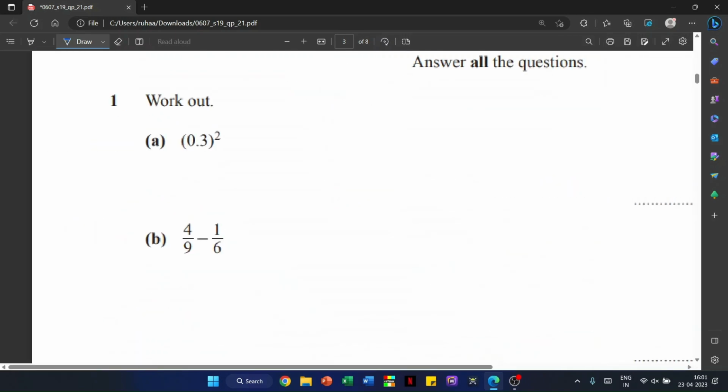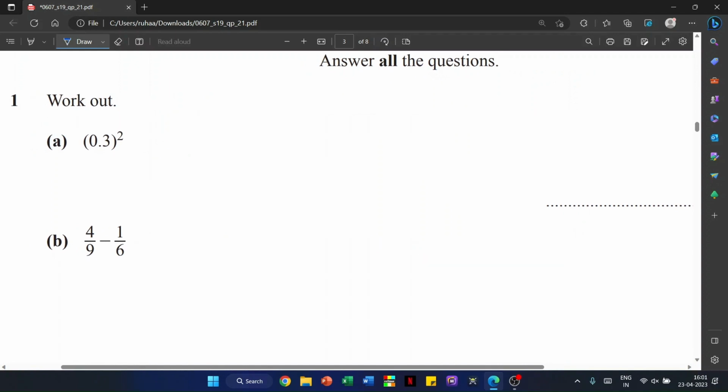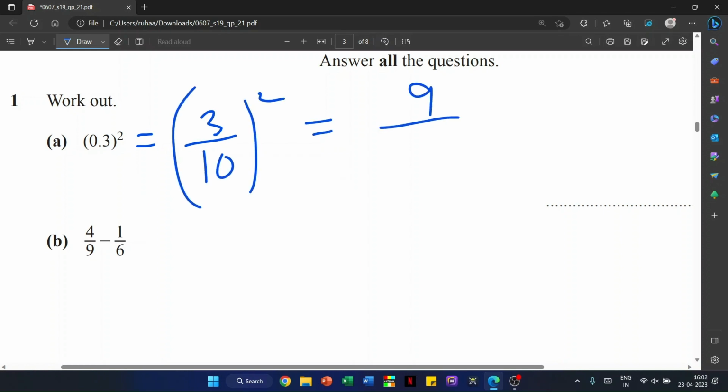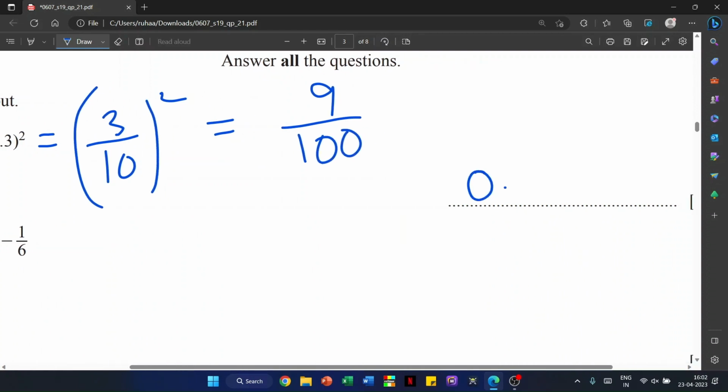Okay, how I would approach this: 0.3 squared, you can simply write this as 3 by 10 squared, which will just be 3 into 3 is 9, 10 into 10 is 100, and so in decimals that would be 0.09, with two decimal places.